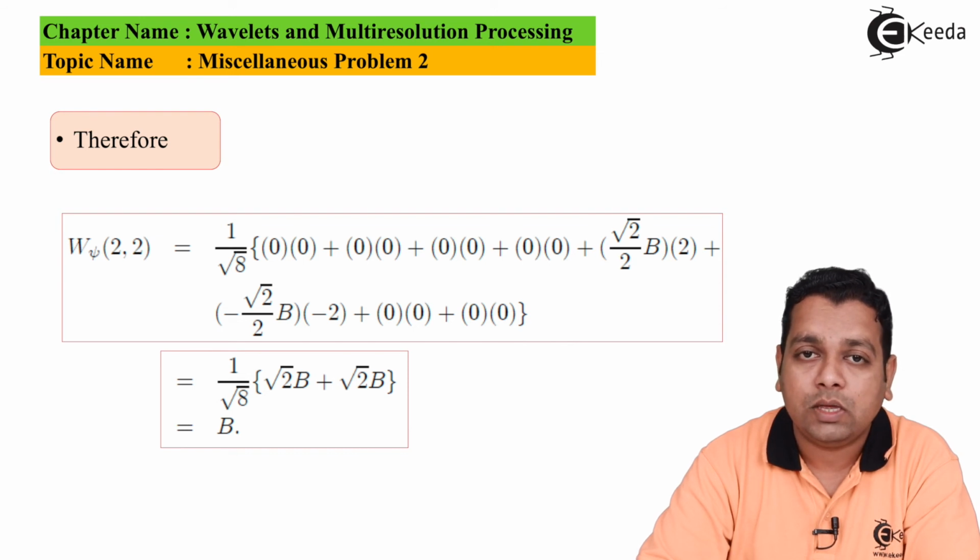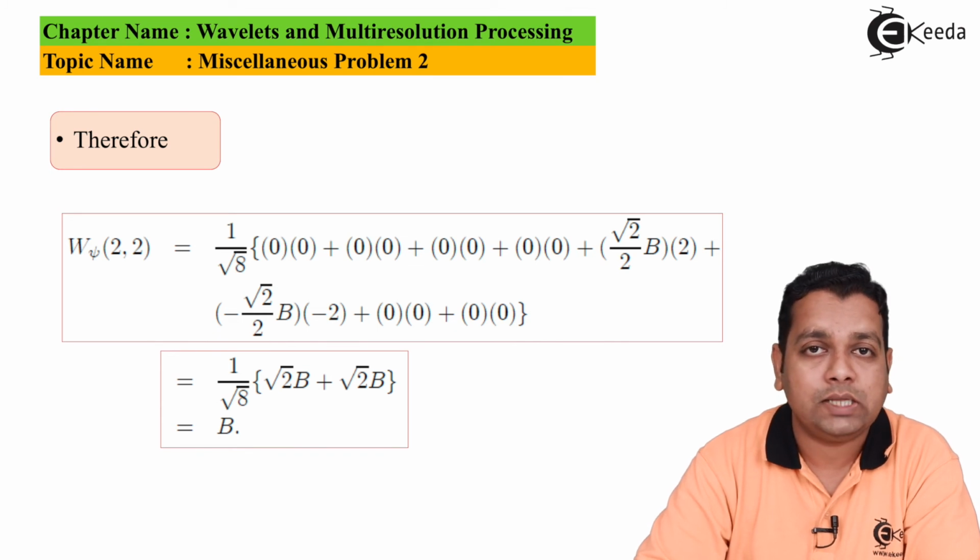These last two terms are multiplications of zeros. So simplifying to the next step, we obtain 1 upon under root 8. In the bracket we have only the two terms at the fifth and sixth position, that is under root 2 B plus under root 2 B. So simply we compute it to capital B only. So the condition is satisfied and our answer is correct.